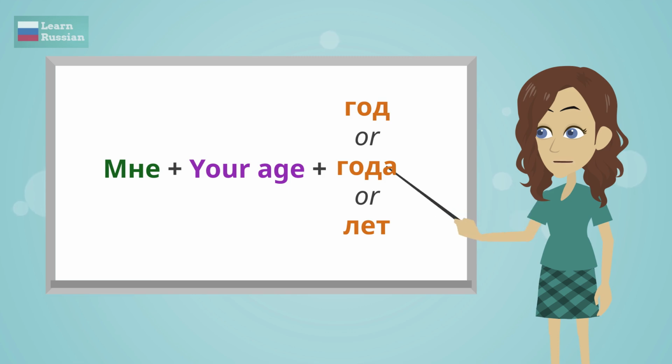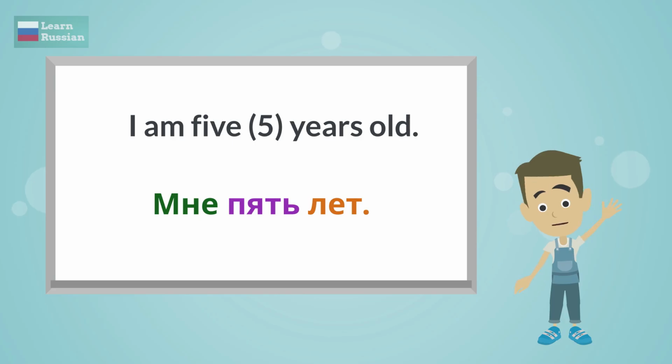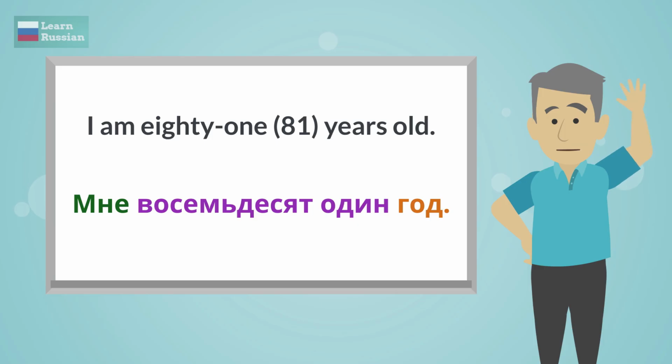Now let's learn how we should answer. And first, let's memorize the next scheme. Мне, this is a personal pronoun in dative case, plus number, plus год or года or лет. For example, I'm 5 years old. Мне 5 лет. I'm 81 years old. Мне 81 год.